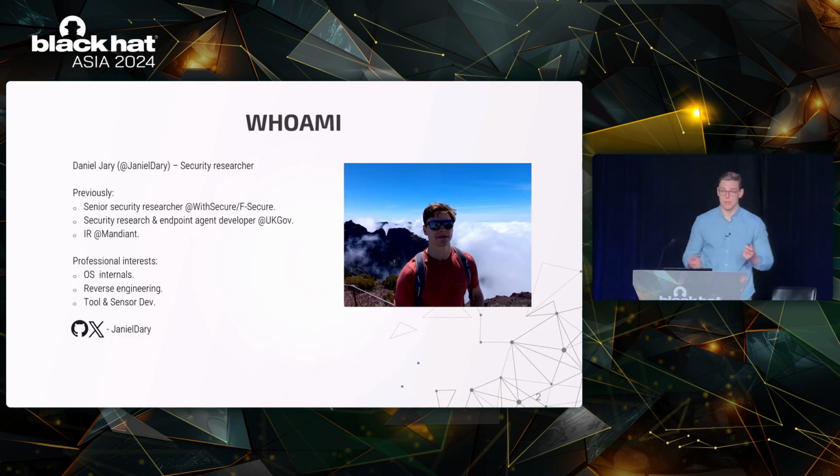Now, first, a little bit about me. My name's Daniel Jerry. I'm a security researcher. Previously, I was a senior security researcher for WithSecure and F-Secure in their strategic endpoint research team. Prior to that, I worked for UK Intelligence in a similar role and as an agent developer for about 5 years. And I've also worked as an R consultant for Mandiant.